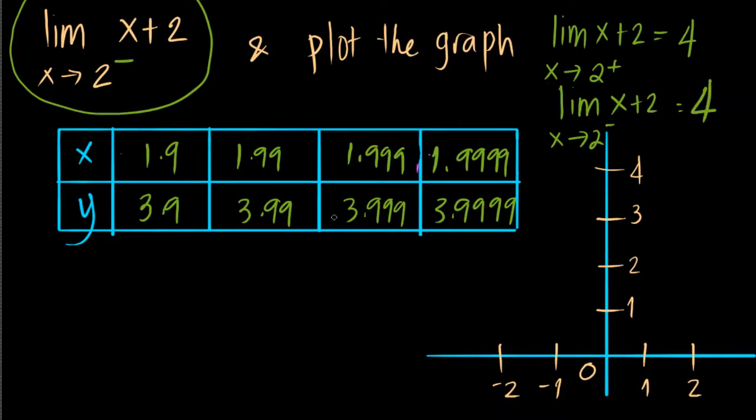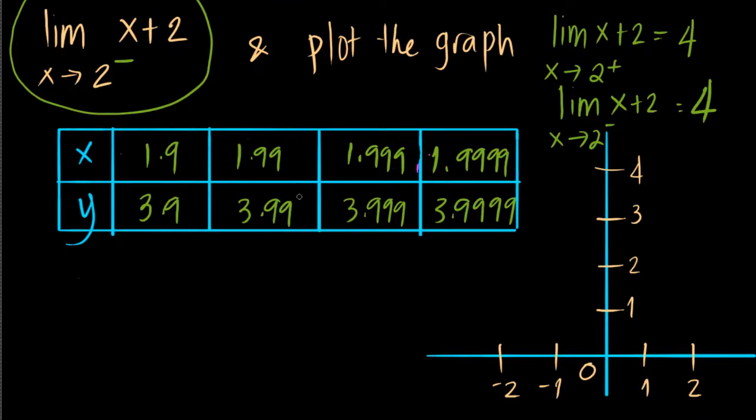So in the end, we can say that the limit of x plus 2 as x approaches 2 negative is equal to 4. Again, mathematically, the limit of x plus 2 as x approaches 2 from the right side is equal to 4. The limit of x plus 2 as x approaches 2 from the left side is equal to 4. Okay. Now, how do we plot this?